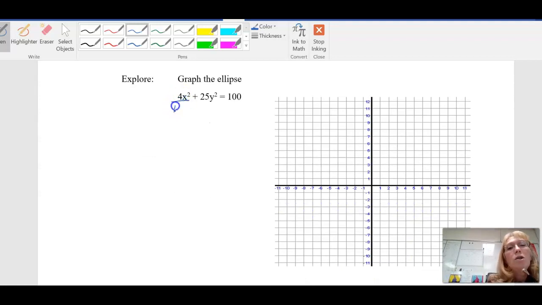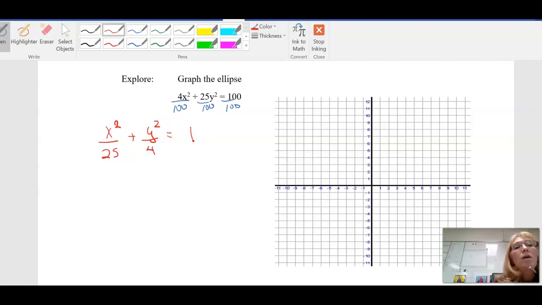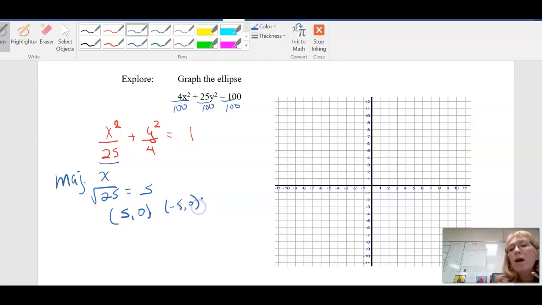So your step 1 is you should have divided everybody by 100. So now you've got x squared over 25 plus y squared over 4 equals 1. Now, this time, your major axis is going to be x because it has the larger number. So you're going to take the square root of 25, which equals 5. This is the x value, so we'll have 5, 0, and negative 5, 0. So we graph those, 5, 0, and negative 5, 0.